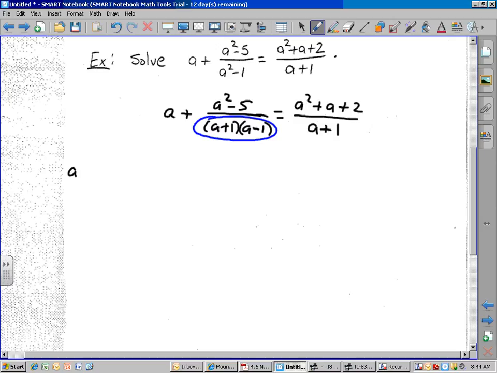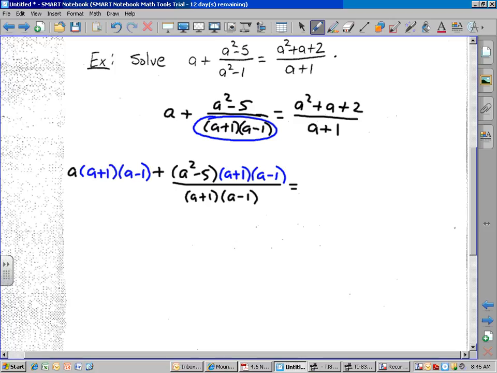So a, we're going to multiply by the a plus 1, a minus 1, plus a squared minus 5 times a plus 1 times a minus 1, equals a squared plus a plus 2 times a plus 1 times a minus 1. Now let's say you don't get them all. You'll find that out in the next step. If you don't multiply it by enough of what's on the bottom, you'll still have a bottom. We do not want to have any bottom of the fraction.